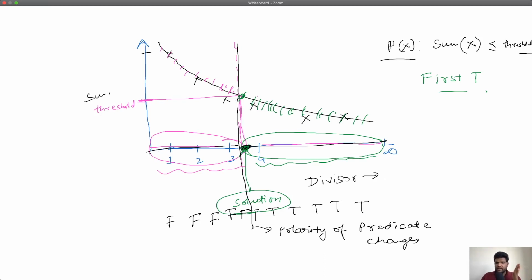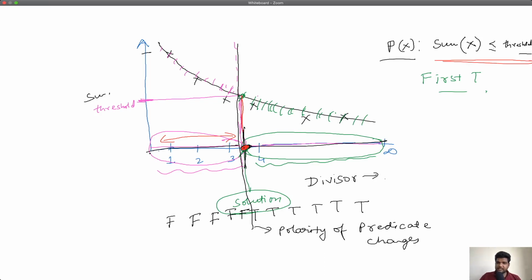So if I have to search from this search space of divisors, I need a predicate which can change sign at the smallest divisor. How do I find out a predicate that can change sign at the smallest divisor? I said that if you see all the divisors smaller than the smallest divisor, that is the pink bubble, you will get a sum which is greater than the threshold for them. And if you see all the divisors which are greater than or equal to the smallest divisor, they will give you a sum which is less than or equal to the threshold. So why not use that as the condition for changing the sign?